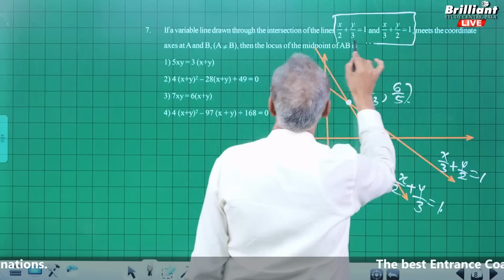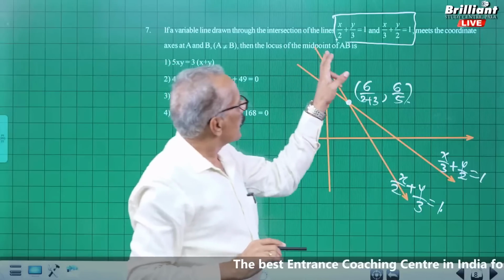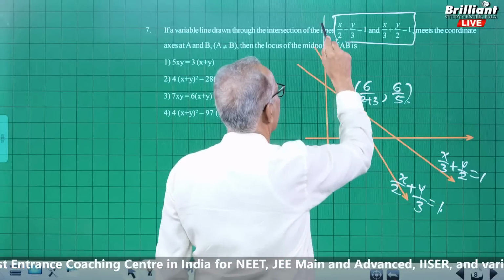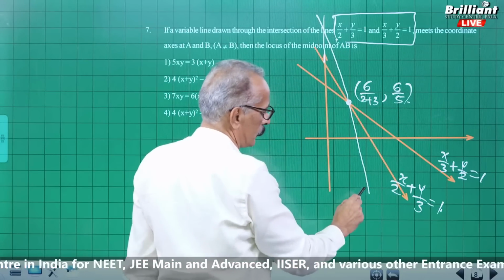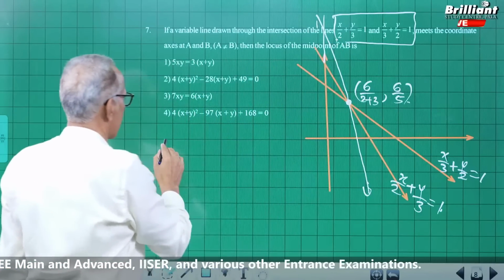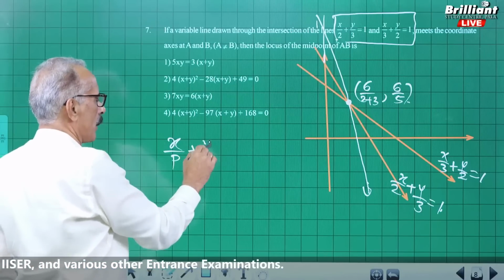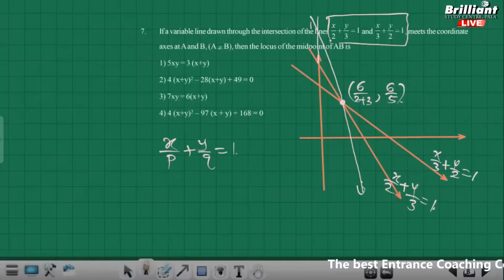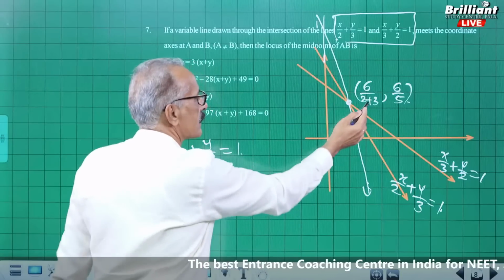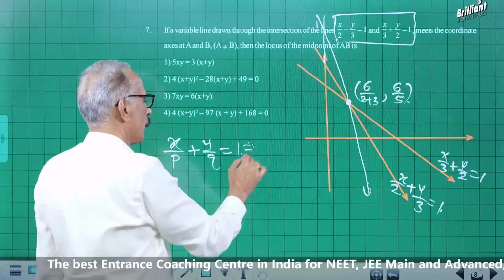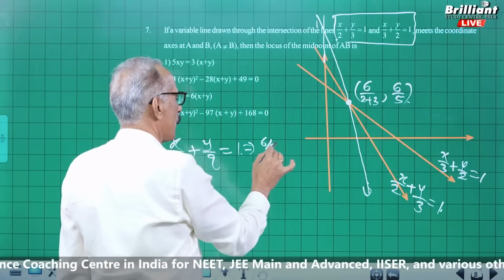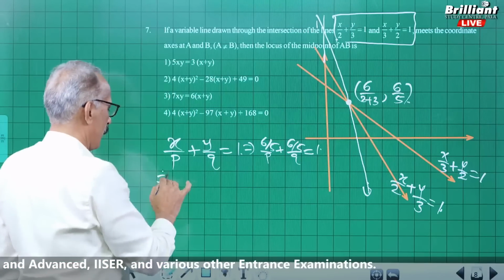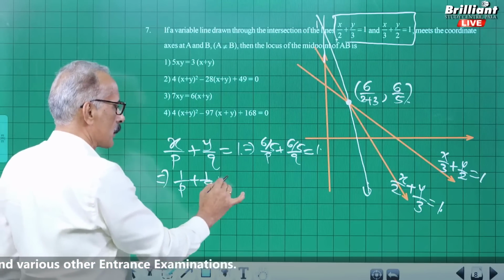Please note, a variable line is drawn through the intersection of the two lines and meets the coordinate axes. Now there is a third line like this, which is the variable line. Let that line be x by p plus y by q equal to 1. This pink color line passes through the point (6 by 5, 6 by 5). What do you get then? 6 by 5 by p plus 6 by 5 by q equal to 1. Simplify: 1 by p plus 1 by q is equal to 5 by 6.